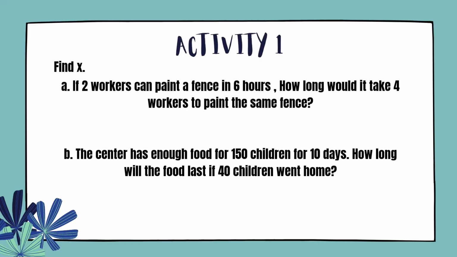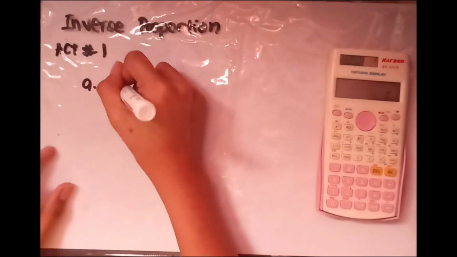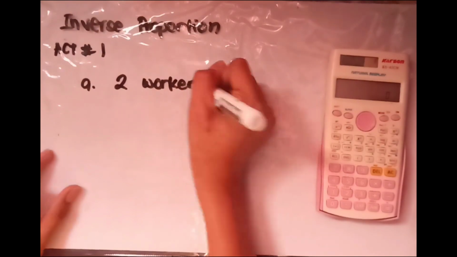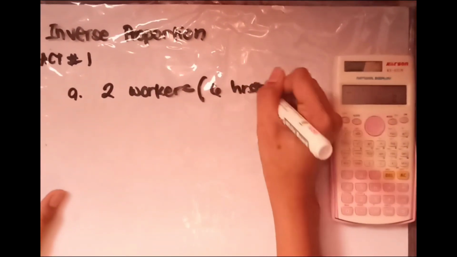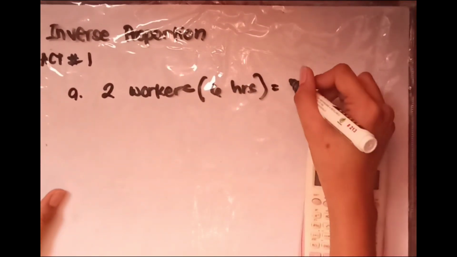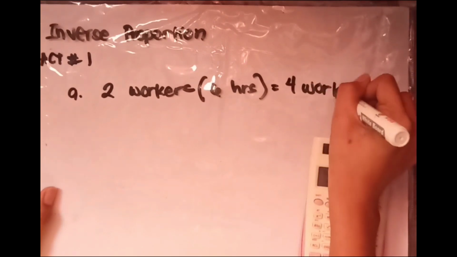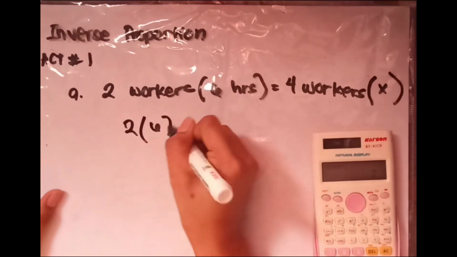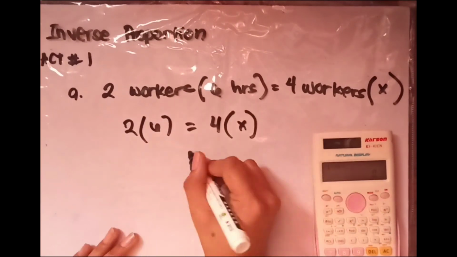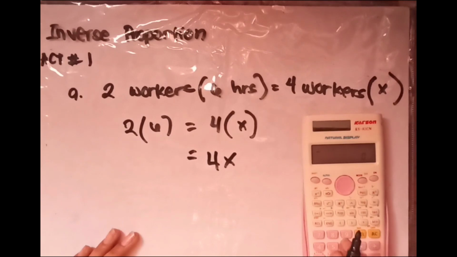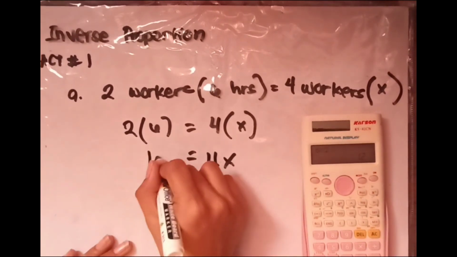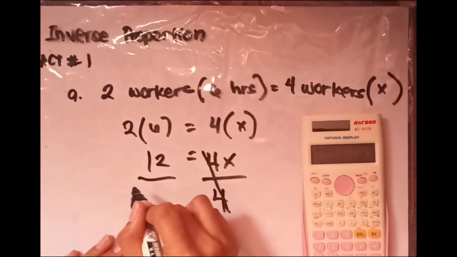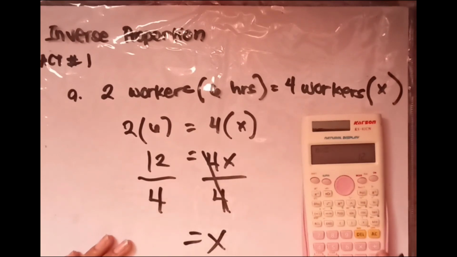And now, you're gonna answer the activity number 1. Let's check the letter A. If 2 workers can paint a fence in 6 hours, how long would it take 4 workers to paint the same fence? We're gonna multiply the number of workers to the number of hours. So 2 times 6 is equal to 12. And then 4 times x is equal to 4x. Divide both sides by 4.